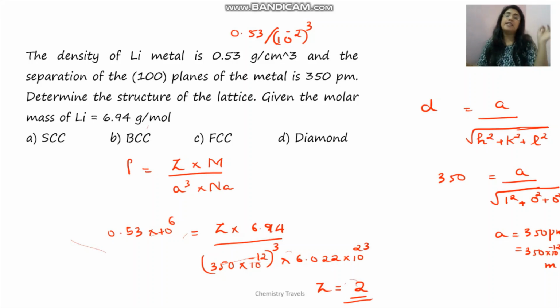And if my Z value is 2, it would correspond to a body centered cube. For a simple cubic crystal lattice, the Z value is 1. Z means the number of atoms per unit cell. For BCC it is 2. For FCC it is 4. So that we have already seen. So for BCC it is 2, so my answer should be a BCC crystal lattice.